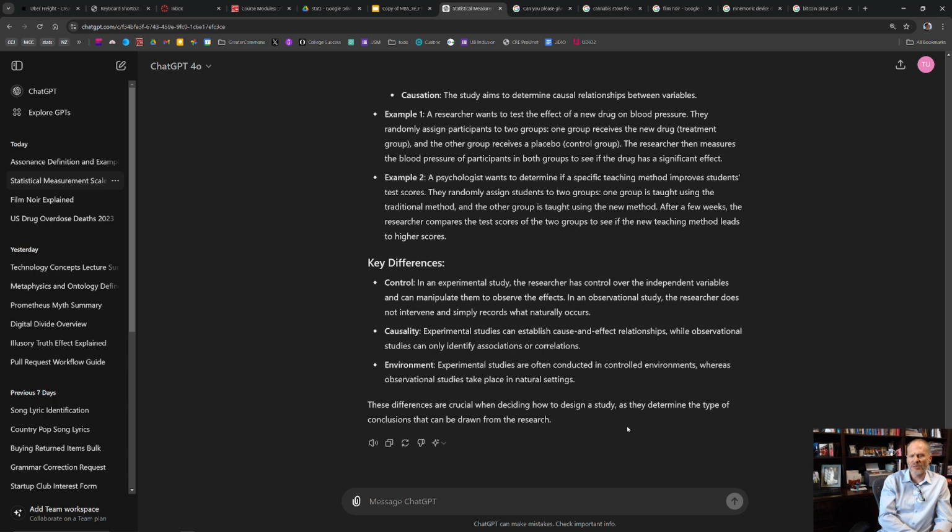Environment. Experimental studies are often conducted in controlled environments, whereas observational studies take place in natural settings. These differences are crucial when deciding how to design a study, as they determine the type of conclusions that can be drawn from the research.